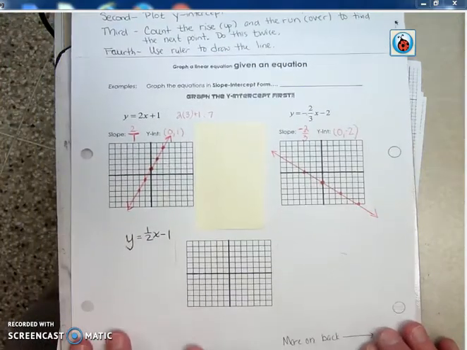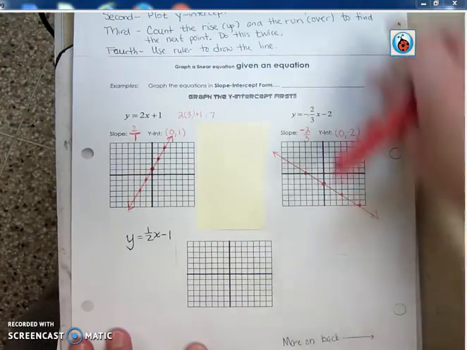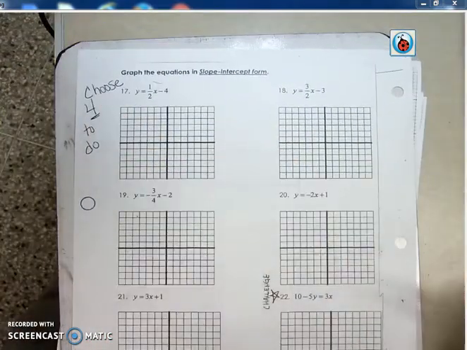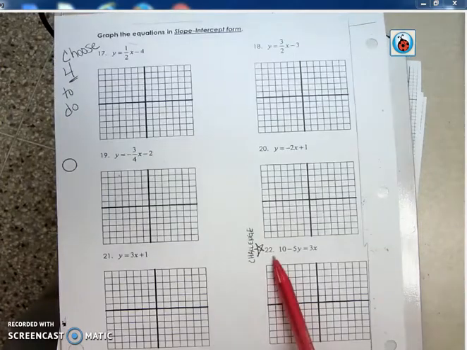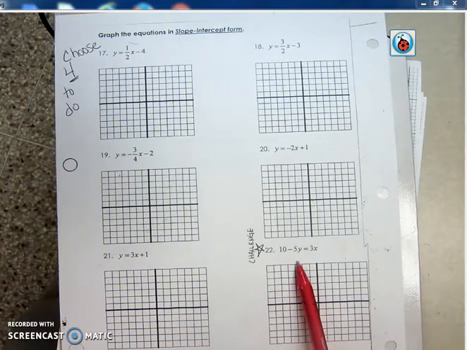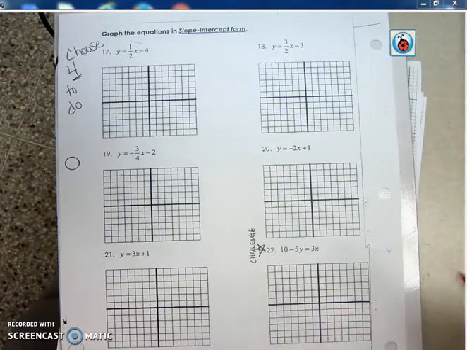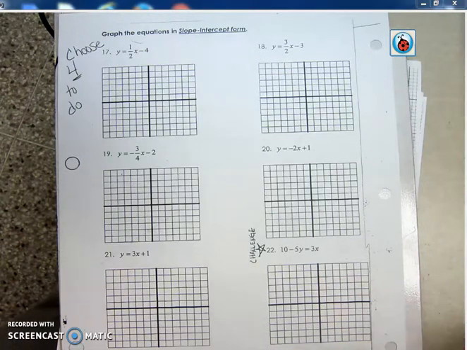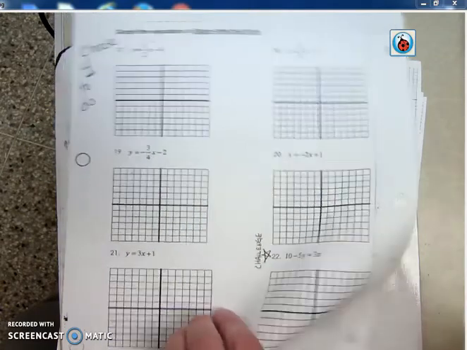So you can try the other ones, and there are more on the back to practice. On the back, though, you only have to choose 4 of them, so you pick the 4 you want to do. And this last one here is a challenge because it's not in slope-intercept form, so you can't readily find the slope and the y-intercept. You have to do some things to the line to do that. But you only have to do 4 on the back as practice.